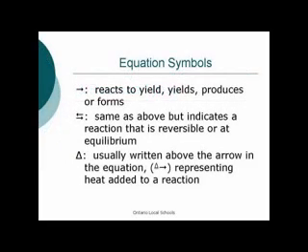When you look at a chemical equation, there are certain symbols that have meaning. For instance, the single arrow means reacts to, yields, or produces or forms. A double arrow is the same, but it indicates the reaction is reversible or at equilibrium, which is a topic we'll talk about in the future. The delta sign, which looks like a triangle, is often written above the arrow in the equation, and it represents that heat is added to a reaction.